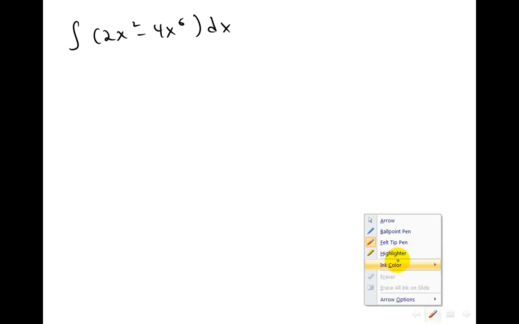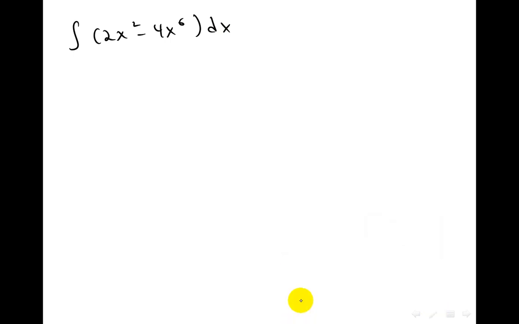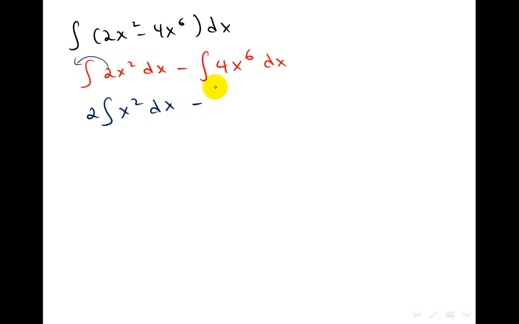Let's say I have an integration of 2x squared minus 4x to the power of 6 dx. Now you can distribute this integration. It can be integration of 2x squared dx minus integration of 4x to the power of 6 dx. So here I just distributed the integration over both terms. Now you can take out the 2 as a constant if you want, and also do the same thing with the 4. Don't change the sign, it's a constant, you can take it out. Even if you didn't take it out, nothing will change. It will be the same answer even if you leave it inside the integration.